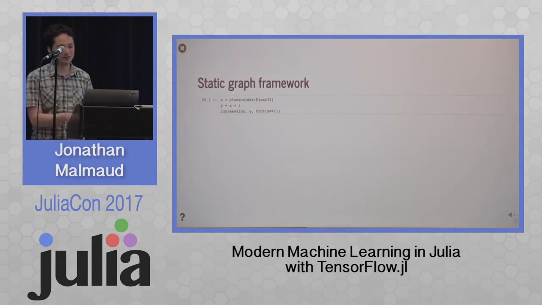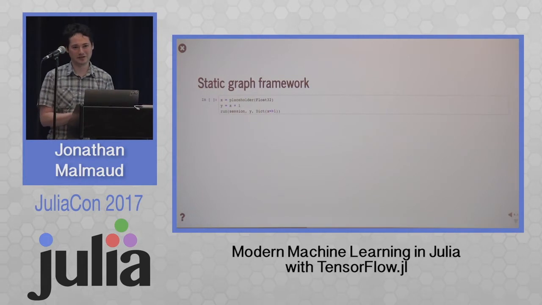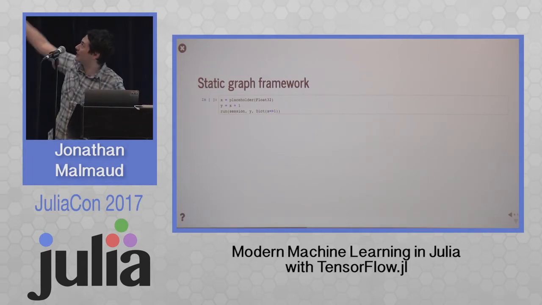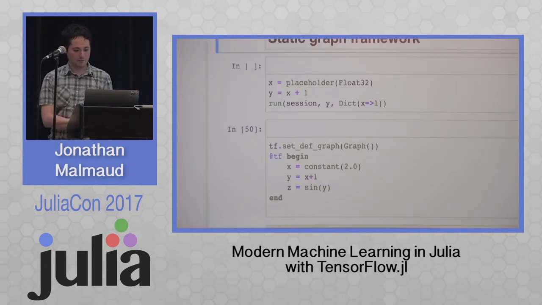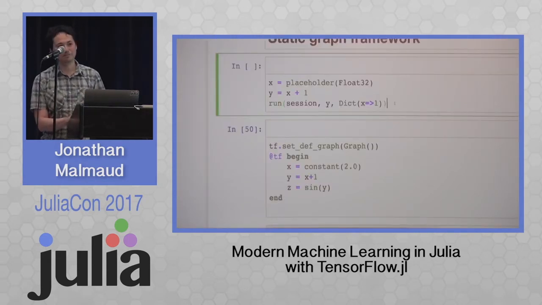OK, so just a brief introduction to TensorFlow. There's lots of tutorials out there. TensorFlow uses a static graph framework. So here I'm saying there's this variable x. It's a placeholder whose value I'll give later. There's this variable y, which is 1 plus x. No computation has actually happened at that y equals x plus 1 line. But when I call this run function, that's actually going to perform a computation.